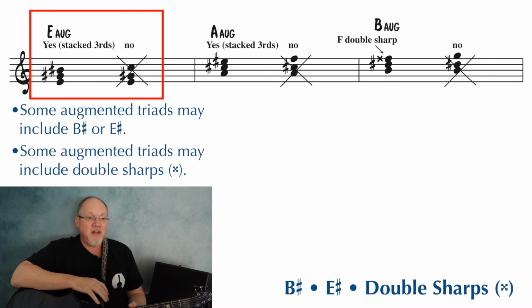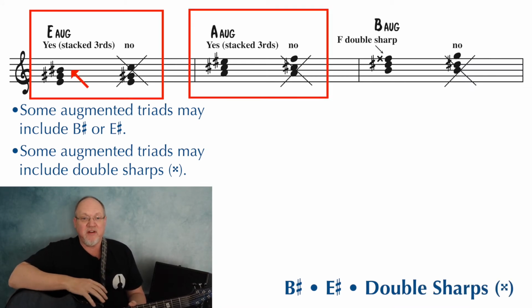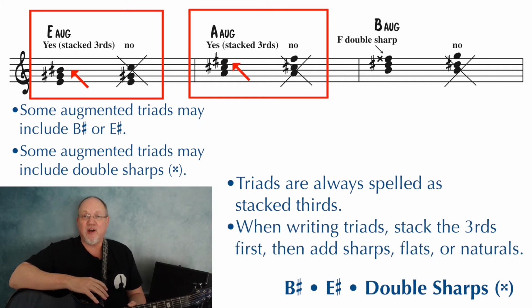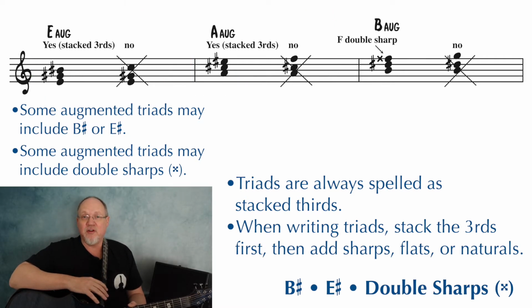This E augmented chord contains a B sharp, and this A augmented chord contains an E sharp. Now these notes are a lot easier to read as C and F, but they're spelled this way because triads are supposed to be written as stacked thirds. So when you build a triad, you first stack all the notes in thirds, and then you alter those notes as needed with sharps, flats, or naturals.